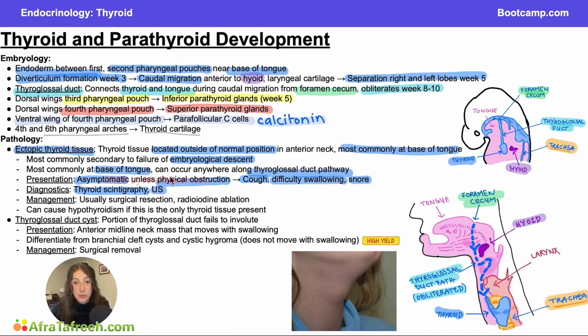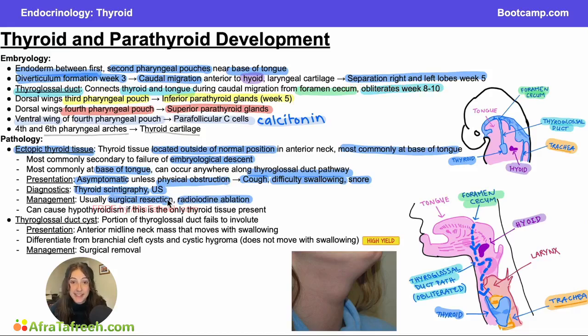Additionally, you can perform an ultrasound. Sometimes you can see a mass that might be suspicious for ectopic thyroid on ultrasound. And then management is usually surgical resection or radioiodine ablation of the thyroid. So that's giving a bunch of radioactive iodine that will eventually kill the thyroid.